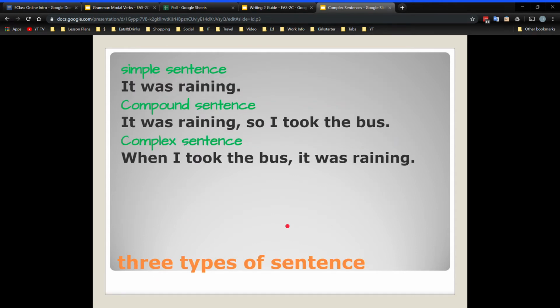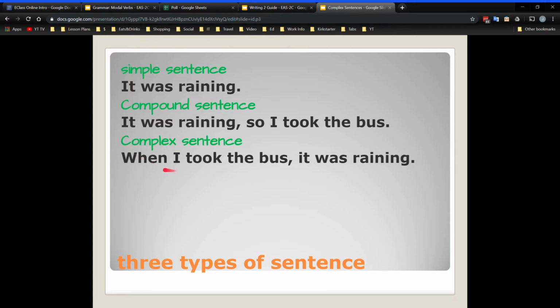So, we have three types of sentences we have learned. We learned about the simple sentence. For example, it was raining, full stop. We have our compound sentences. It was raining, so I took the bus. So remember, words like so are fanboys, right? For, and, nor, but, or, yet, and so, right? So we use that to put two simple sentences together.